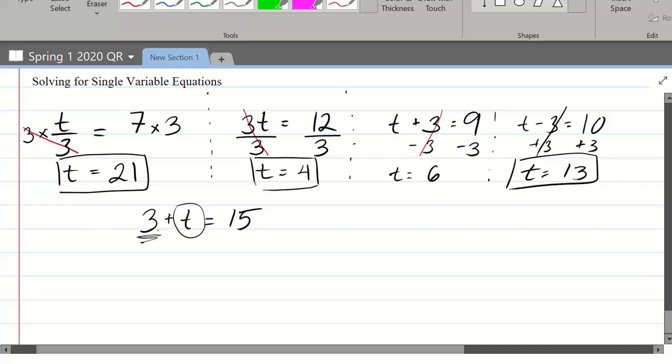So this is a positive 3. There's no negative sign in front of it. So we got to do minus 3 on both sides. This gets rid of this 3. T is equal to 12. That's how you find it. So don't get confused if the t is on the left side or right side, especially when it's an addition problem. If it's something like a one step, you just get rid of the number and you get the variable by itself.